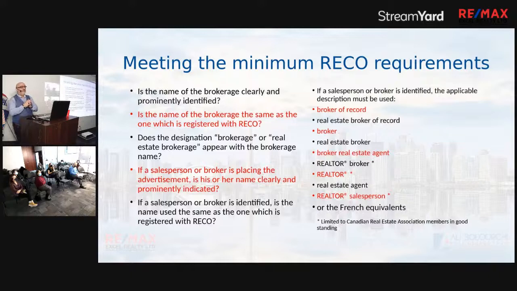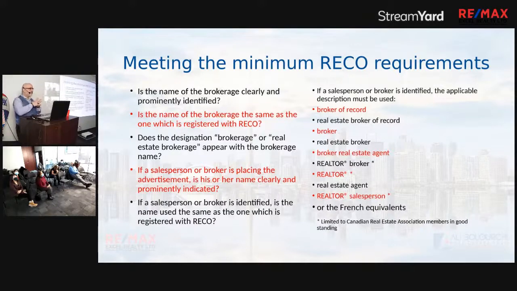Okay, so minimum RICO requirements. Is the name of the brokerage clearly and permanently identified? Is the name of the brokerage the same as the one which registered with RICO? Does the designation brokerage or real estate brokerage appear with the brokerage name? If a salesperson or broker is placing the advertisement, is his or her name clearly and prominently indicated? If a salesperson or broker is identified, is the name used the same as the one which is registered with RICO? If a salesperson or broker is identified, the applicable description must be used.